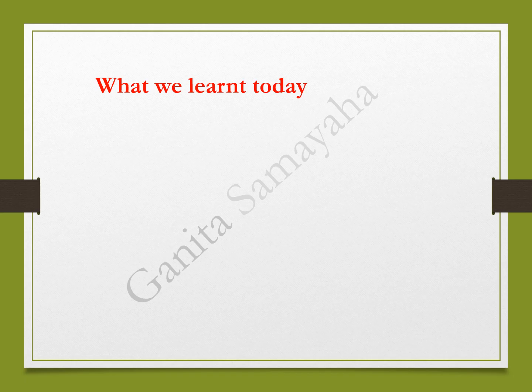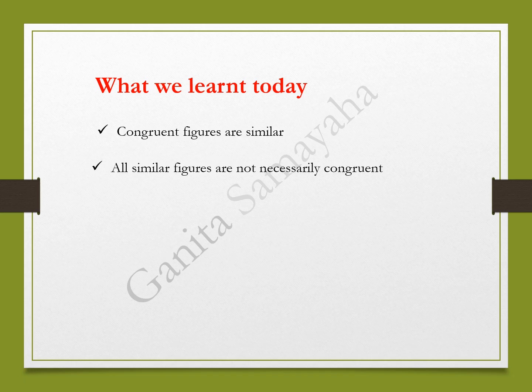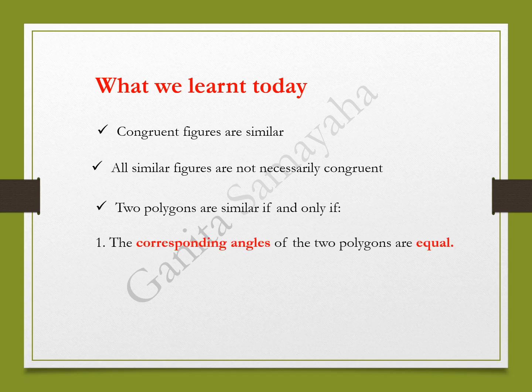So what did we learn today, children? We have learned that congruent figures are similar and all similar figures are not necessarily congruent. And then we learnt about two conditions for two polygons to be similar. They are: the corresponding angles of the two polygons are equal and the corresponding sides of the two polygons are proportional. So please revise whatever has been done.